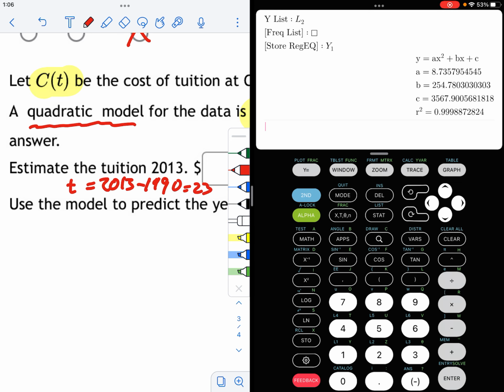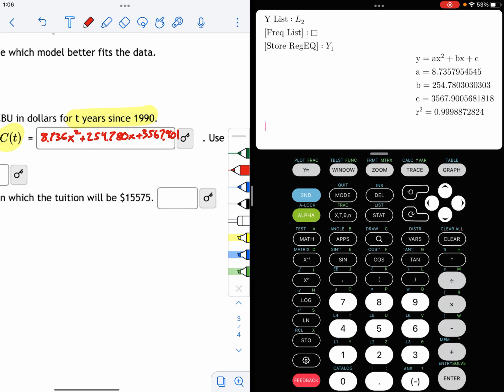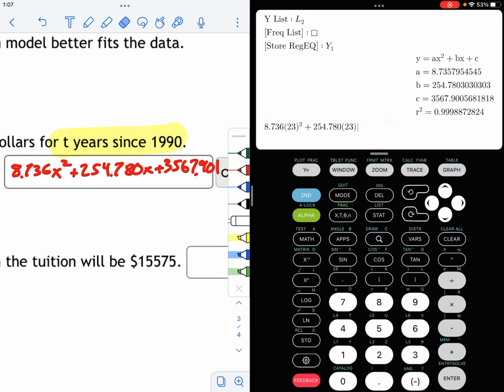Now we can do this a couple ways. One, we can type this back in. So this is 8.736 times the time squared plus 254.780 times the time, or times the x value. I suppose I should have put t in here, so let me do that real quickly. Our independent variable is t.